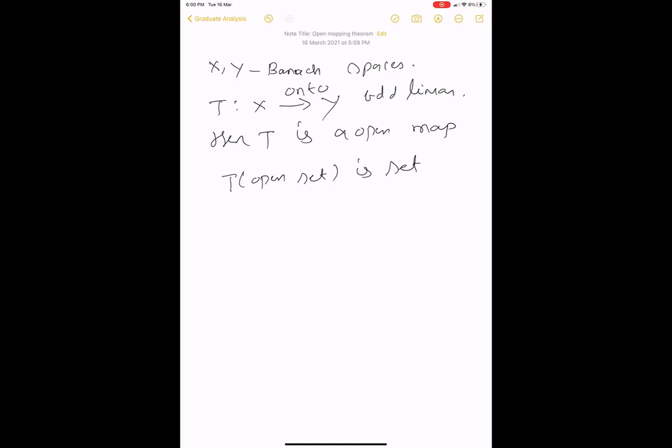I'm assuming X and Y to be Banach spaces. You can replace the surjectivity by the condition that T of X is closed.